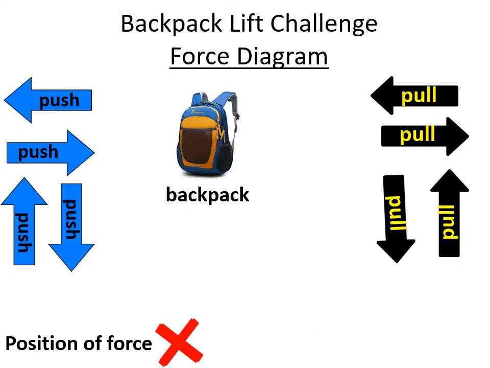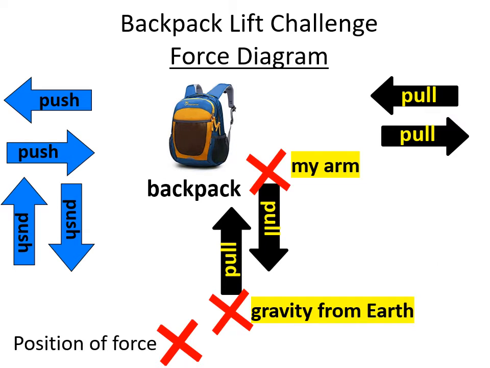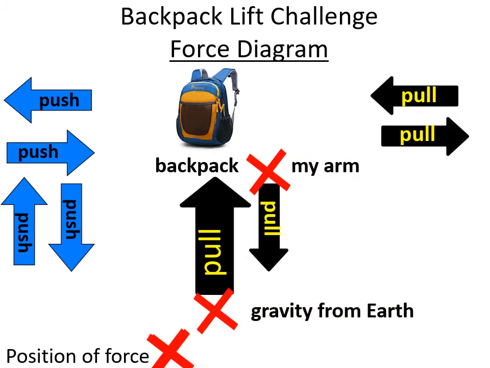Remember the backpack lift challenge? This diagram shows equal forces at work. So maybe when you held the backpack and you were able to hold it in the middle without moving it, the forces were equal, but when gravity gradually pulled the backpack down and your arm got tired, then gravity became the stronger force, and so it has the bigger arrow.